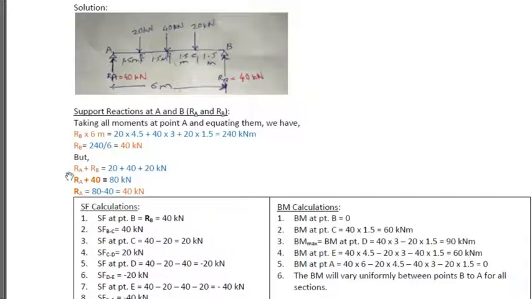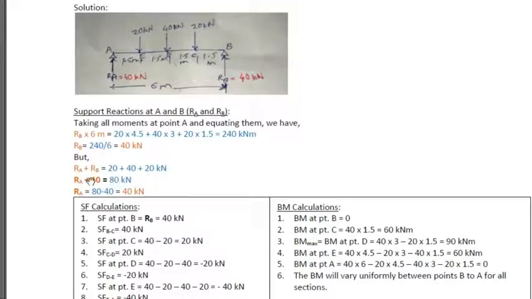But how about RA? RA plus RB is equal to, now RA and RB balance all the point loads on the beam. So RA plus RB together will be equivalent to the sum of all these loads. So RA plus RB is equal to 20 plus 40 plus 20 kilonewtons. So RA plus 40 is equal to 80 kilonewton. We have substituted the value of RB over here, which we had found earlier, and we have added this up: 20 plus 40 plus 20 gives 80 kilonewton.